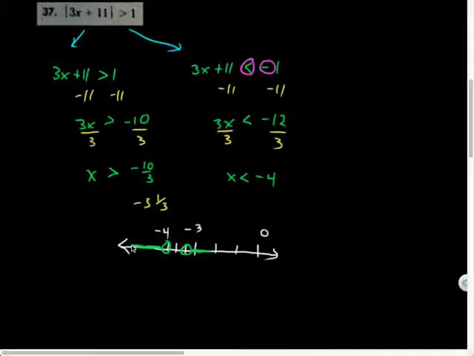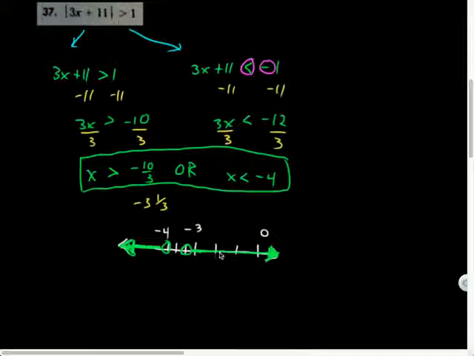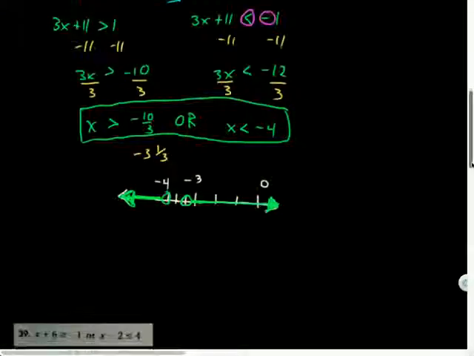Okay, so these are shaded away from each other. Shaded away because it's OR. And the reason it's OR is because any of my solutions are true for either one of those at a time, but never both. For instance, 0 is greater than -3 1/3, but it is not less than -4. So the solutions here are going to be true for one or the other, never both. Whereas for AND problems, they are true for both simultaneously.